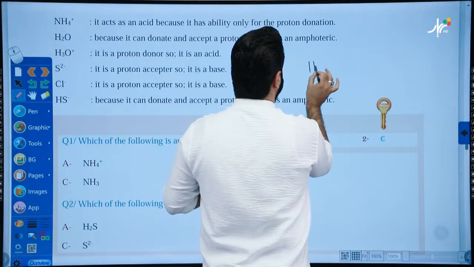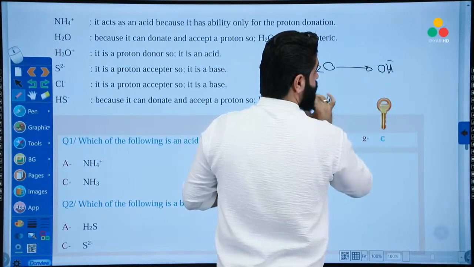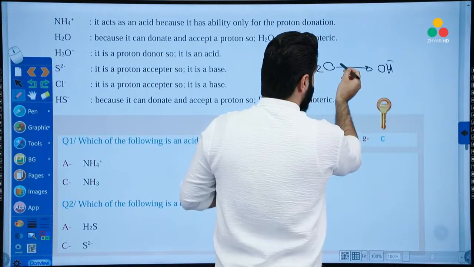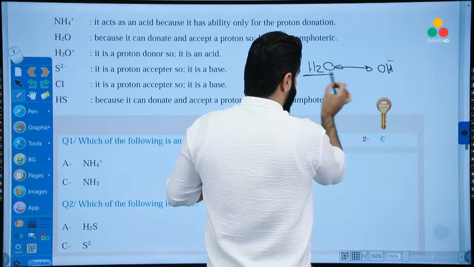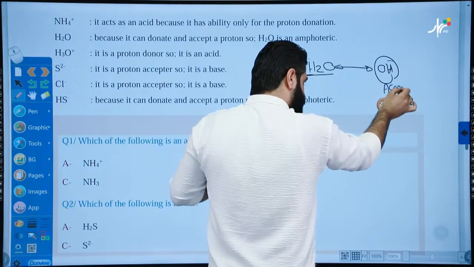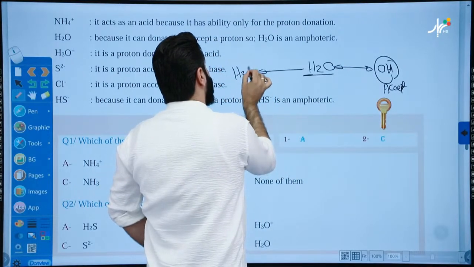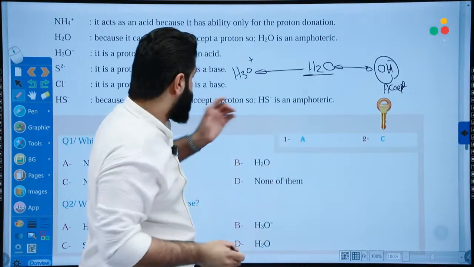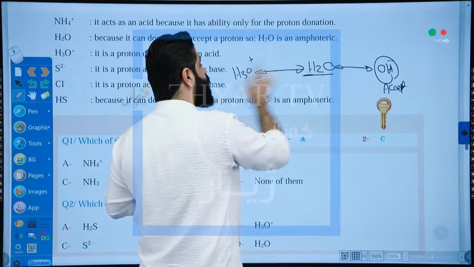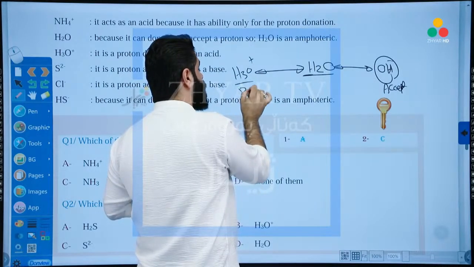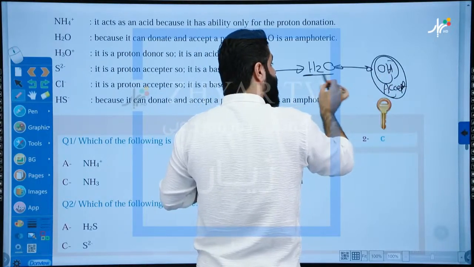Think about H2O. H2O, it can be a donor to form OH. Okay, but OH, it cannot donate further. So the only option for OH is accepting proton, accepting. Okay, so this is acceptor, to reform H2O. And H2O, it can become H3O. But H3O, it cannot accept more to form H4O. But the only option for this reforming water in this case will become a donor. So this is only a donor. This is only acceptor. This is amphoteric.